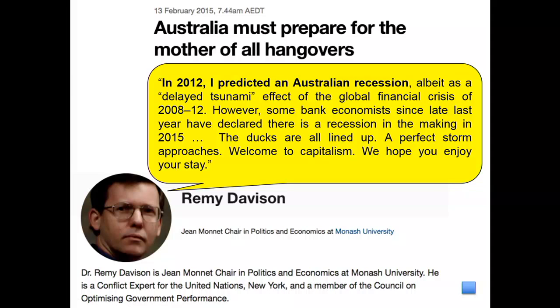You know, it's one thing to be wrong. It's another thing to be mean-spirited about this. So what's this thing about a perfect storm? Welcome to capitalism. We hope you enjoy your stay. I mean, why? What's wrong with capitalism? And why be gleeful almost about people suffering a recession?